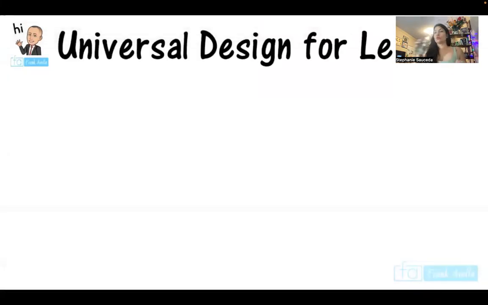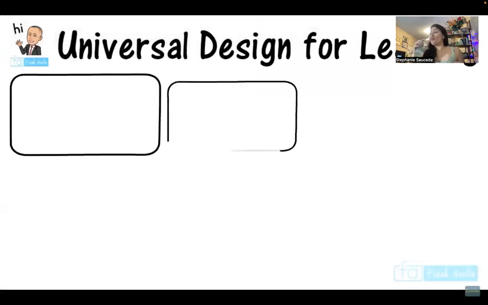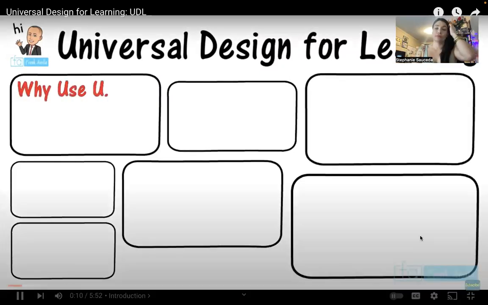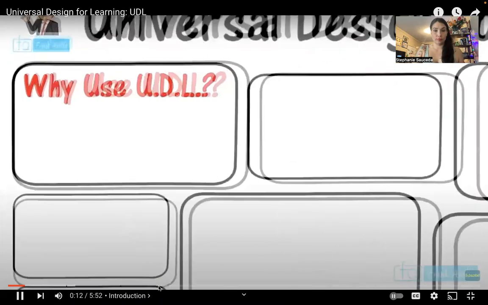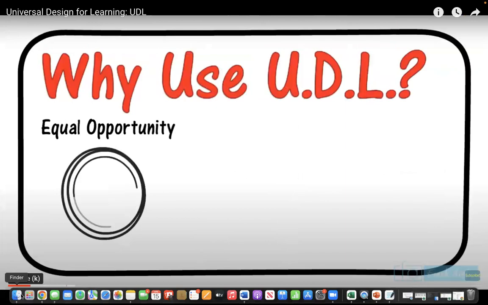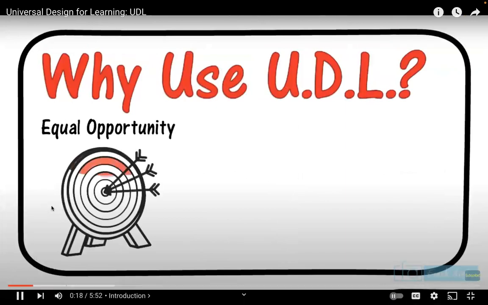In this video, you will learn everything you ever wanted to know about universal design for learning. Let's begin with the question of why should educators use a universal design for learning? The purpose of UDL is to provide all students, regardless of their background, with an equal opportunity to learn and succeed in the classroom.